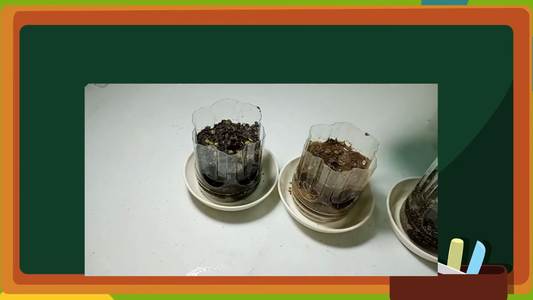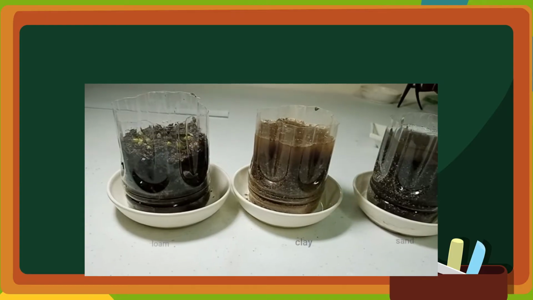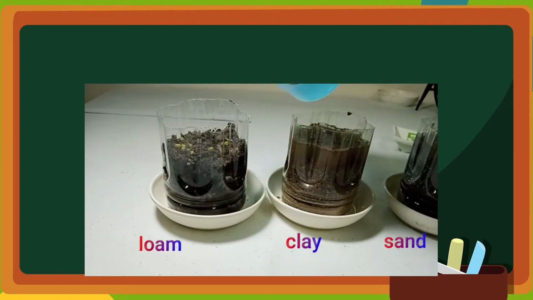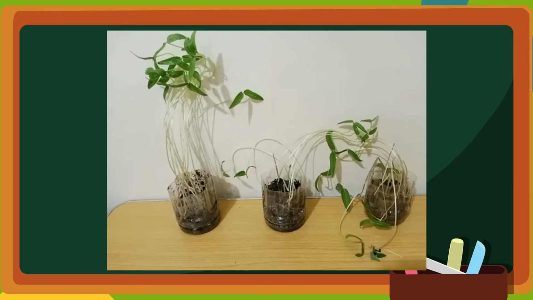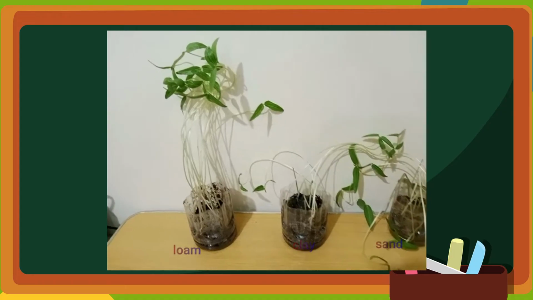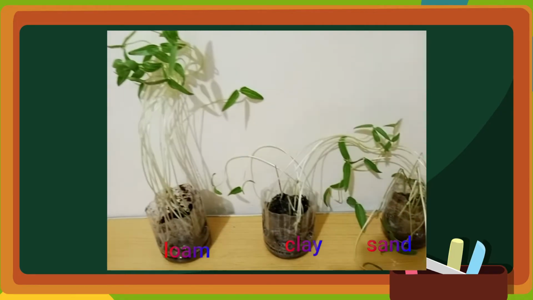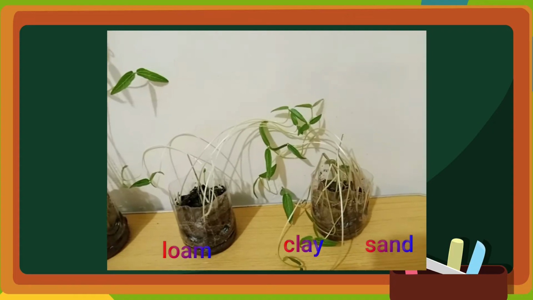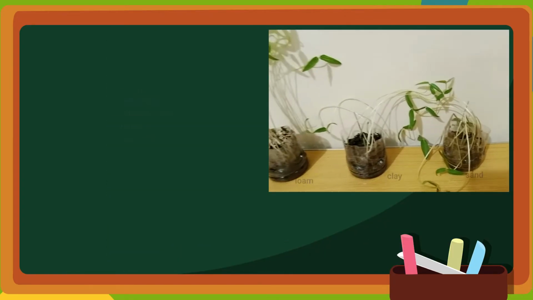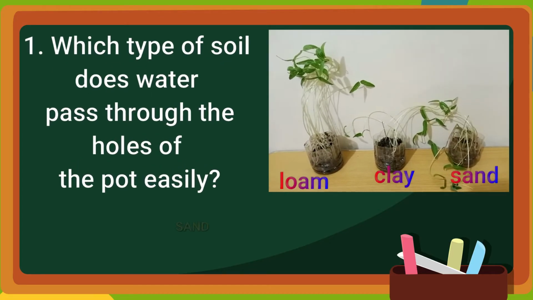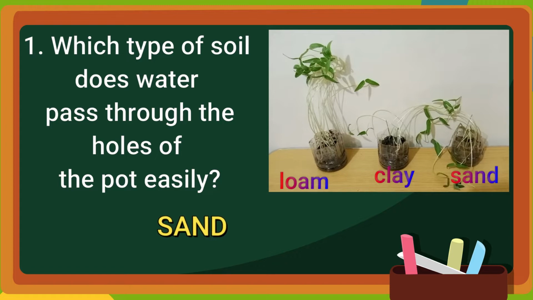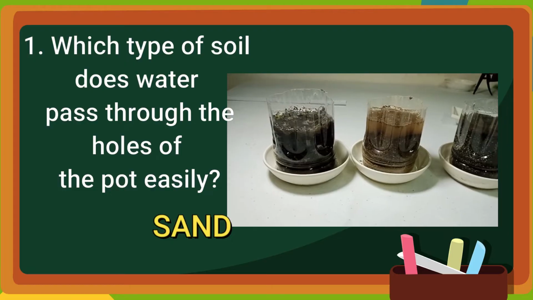6. Observe the amount of water that is drained from the pots. 7. Observe the growth of the seeds in each pot for 1 week. 8. On the 7th day, measure the height of the seedlings using a ruler. Okay, now let's answer the guide questions. Which type of soil does water pass through the holes of the pots easily? That's right, sand. Sand cannot hold water and nutrients well. Water easily passes through sand soil.